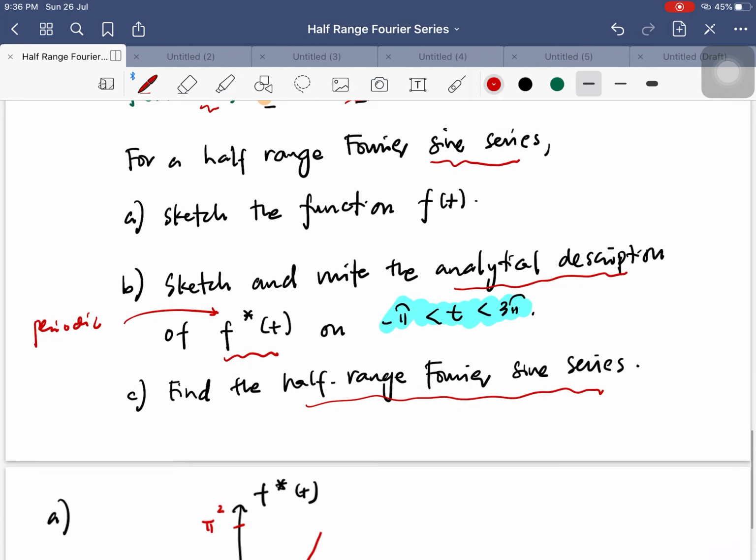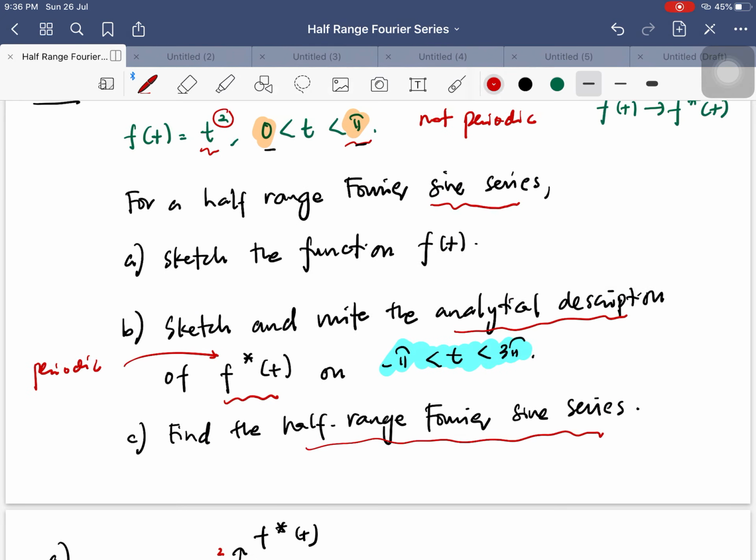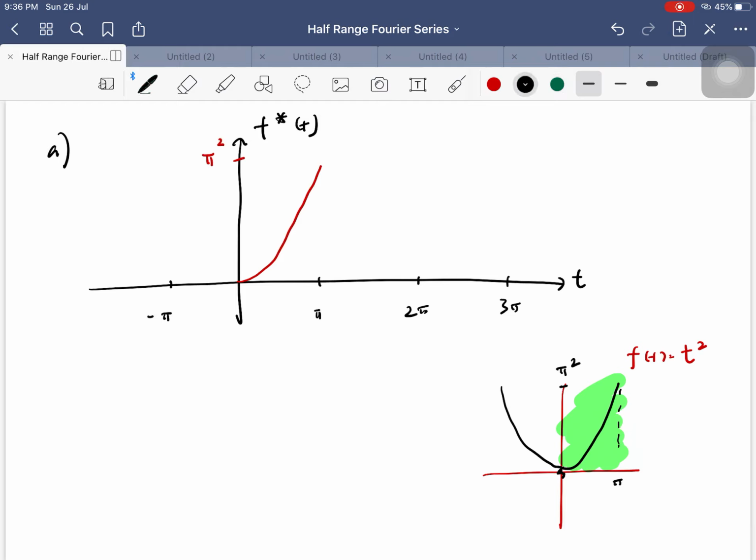And now I'm going to start doing B. So for B, you have to sketch and write the analytical description of f star t. Knowing that this is supposed to be a sine series, what information do we have? If it's a sine series, we know that the function is supposed to be odd. So therefore, when we sketch the function, I'm going to put over here, this is going to be a sine series.